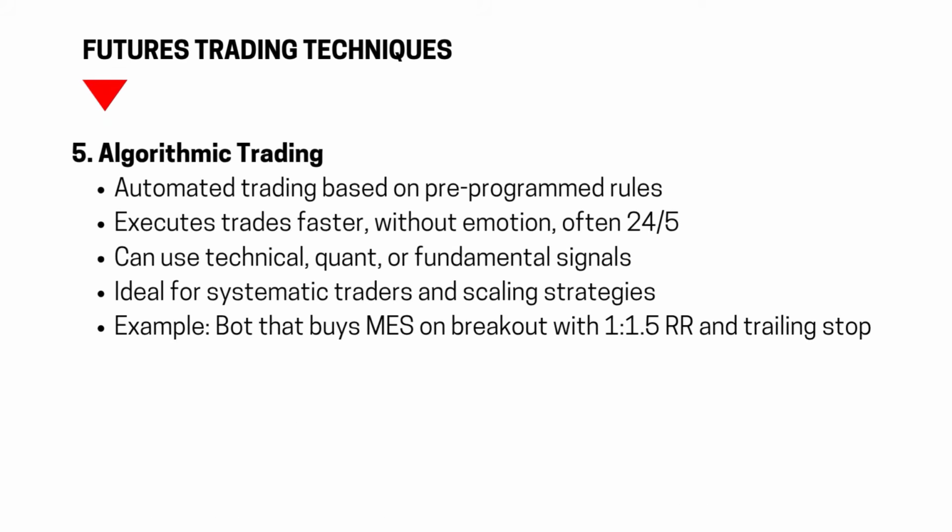And then finally we've got algorithmic trading, automated trading based on pre-programmed rules, growing massively in popularity, just because of the change in technology and the ease of actually getting these strategies built and running. Executes trades faster without emotion, often 24/5, or 24/7 if you include the crypto world. Can use technical, quant or fundamental signals, ideal for systematic traders and scaling strategies. For example, a bot that buys the micro S&P on a breakout with a 1 to 1.5 risk return and a trailing stop.